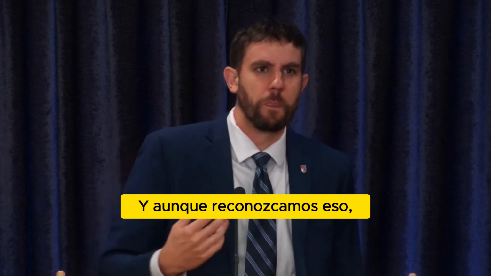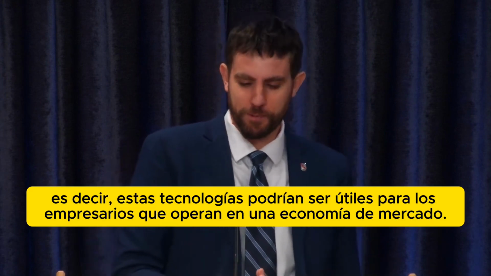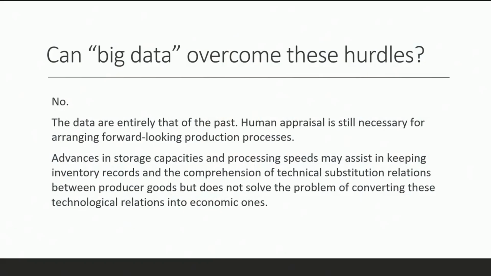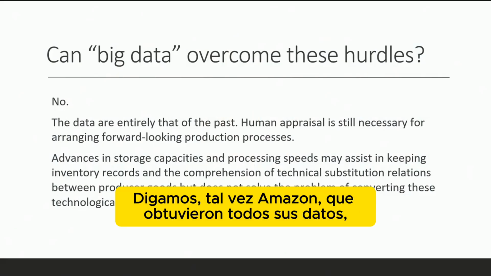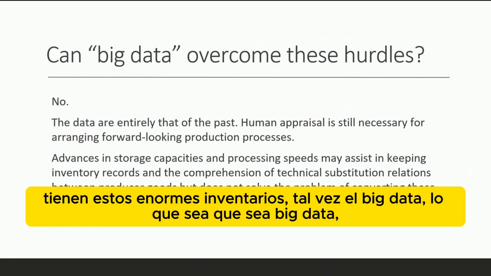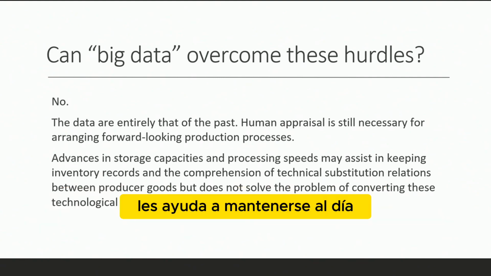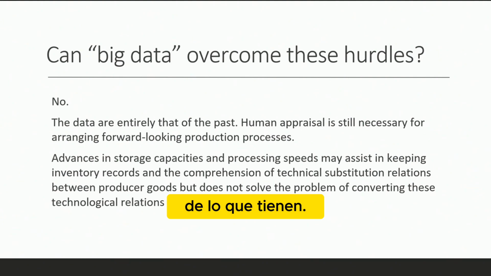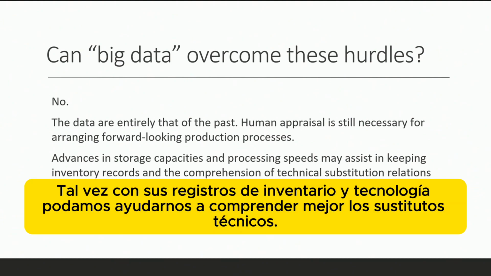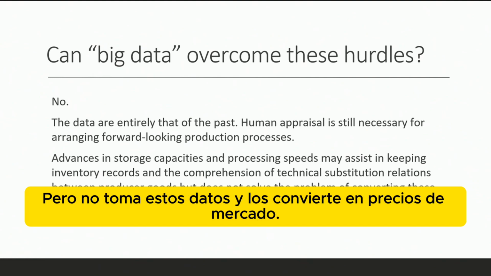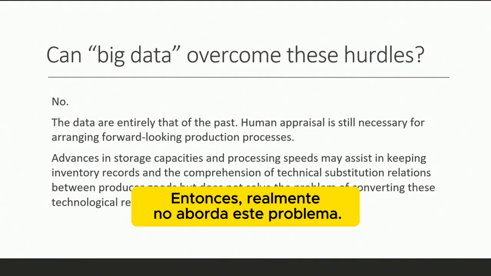And while we acknowledge that these technologies might be useful for entrepreneurs operating in a market economy, maybe Amazon, they've got all their data. They have these huge inventories. Maybe big data, whatever big data is, helps them keep up-to-the-minute tabs on what they have. Maybe with their inventory records, and technology might help us better understand technical substitutions, but it doesn't take these and turn them into market prices.